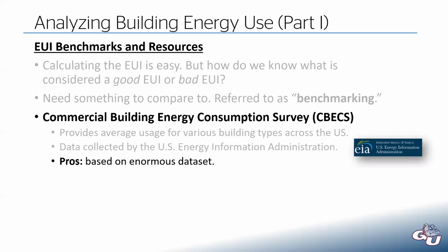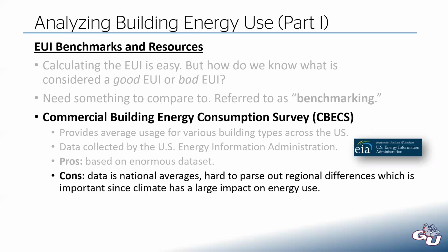The pro is the data set here is enormous, hundreds of thousands of buildings. So there's a lot of data to pull from to use there. But the downside is the data is national averages. So I mentioned how important climate is and where your building is actually located. Well, this data doesn't tell you what the average use is for an office building in Washington. It's just across the entire country. So there are some limits to how you can use this data.